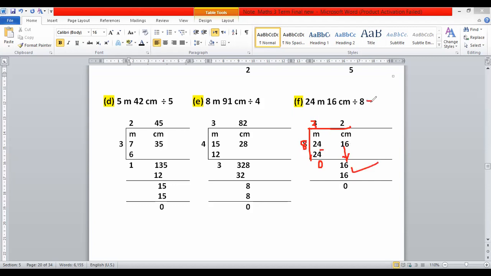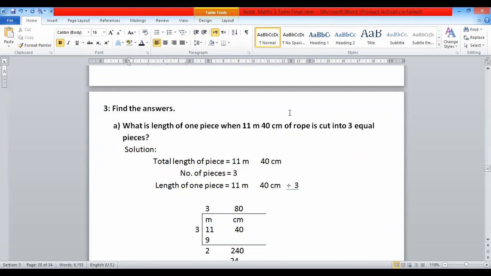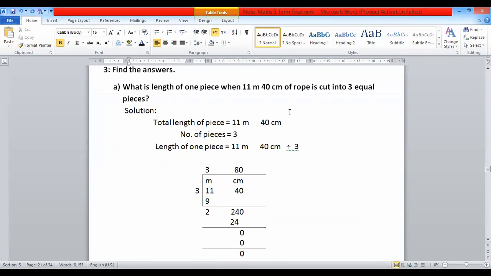So the answer is 24 meter 16 centimeter divided by 8 is equal to 3 meter 2 centimeter. This way you can solve D and E. Now I am going to explain question 3. In question 3, the word problem is given.